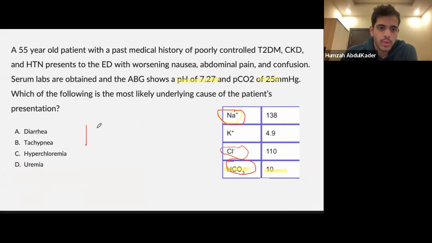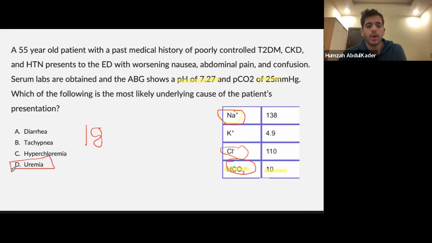If it's 18, and we said the normal is 8 to 12, that means this would be a high anion gap, correct? The only high anion gap in the options here is D. That's why you guys are all saying D. So the answer is D. You guys are right.